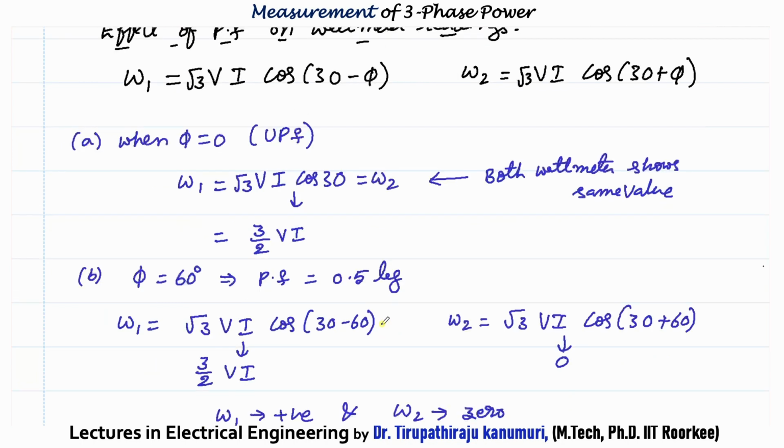So in that equation, root 3 times of VI into cos 30 minus 60. Cos 30 minus 60 will be equal to cos minus 30 or cos 30. What is cos 30? Root 3 by 2. Root 3 into root 3 will become 3 by 2 times of VI.